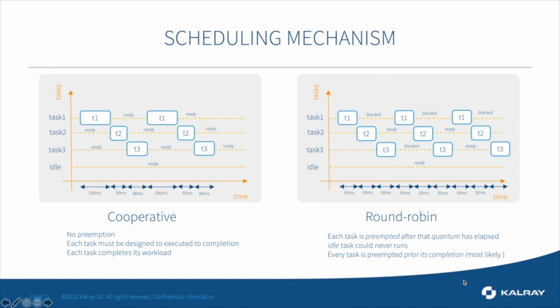Each task then completes its workload in the time that it needs, and as you can see, it can differ. Task 1 is taking 200 milliseconds, 50 for task 2, 80 for task 3, and so on. And they come back to the ready state in between because they have completed their work.